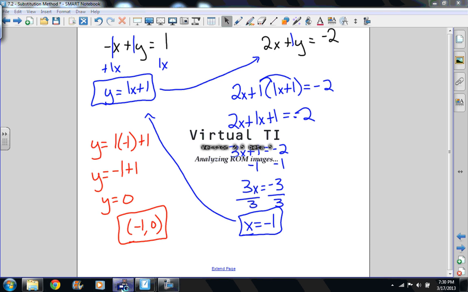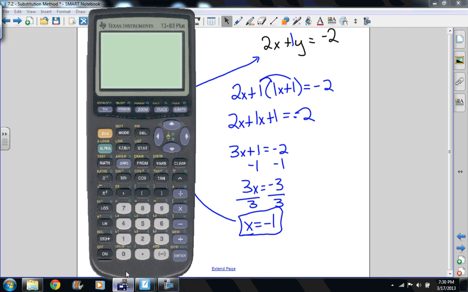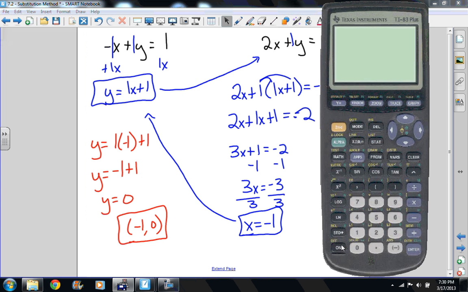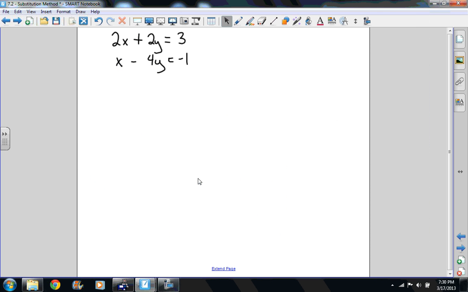Now, if we used one of these types of calculators and did the graphing method like we learned last time, using the second calculate and then the intersect button, that would actually tell us if our answer is correct or not. Okay, so that's a good way to check your answer. Okay, so let's try another one of these.